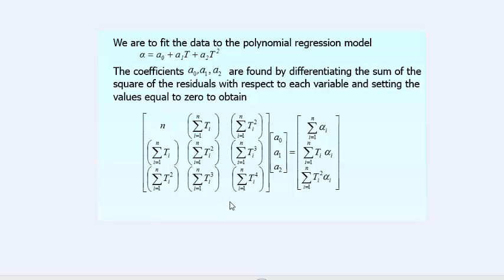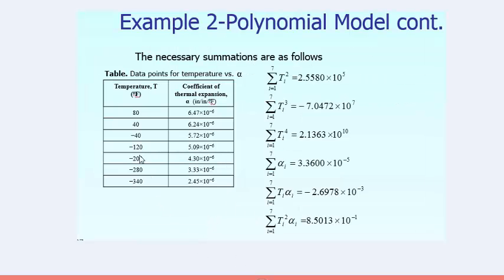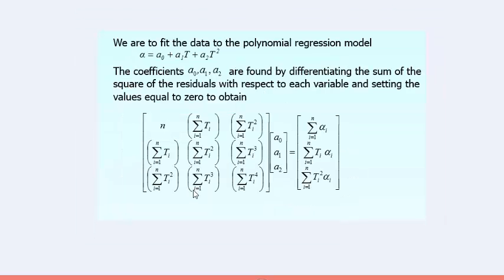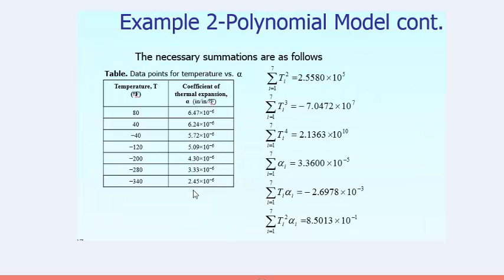Here is our question. Here they have given us temperature and this coefficient of thermal expansion. So first we need to sum these temperatures and these coefficients of thermal expansion to put all these values in our matrix. Here is our matrix.